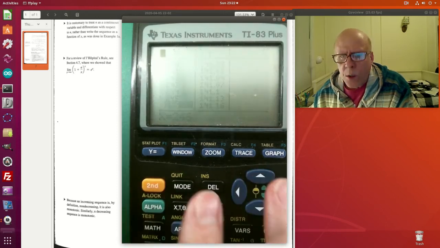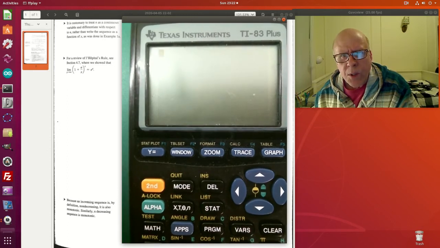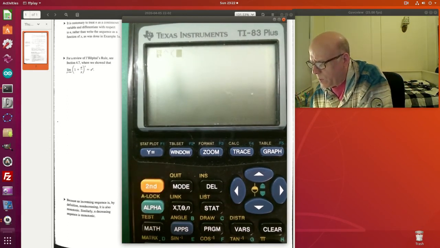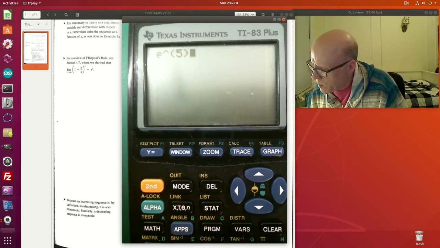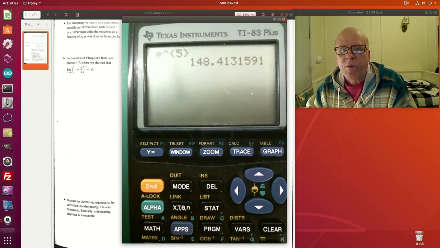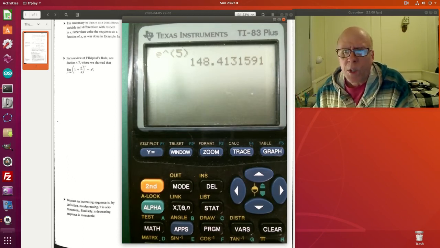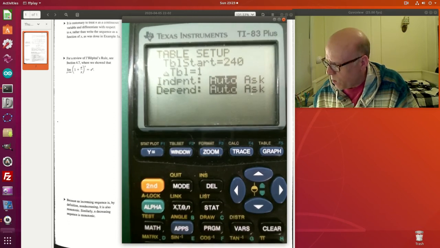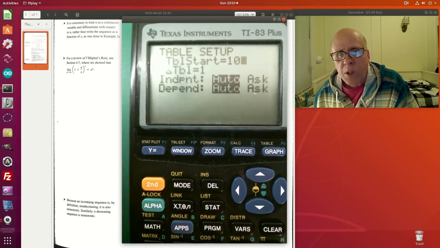All right. What was the thing we actually determined the limit was? It was e to the 5th power, yeah? Well, 148.4. So perhaps it makes sense that when we're down around 141, it's still climbing fairly rapidly. Try the table setup again and start it off much farther down the line. How about at 1,000?